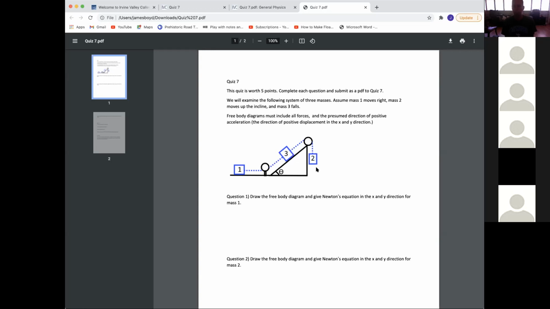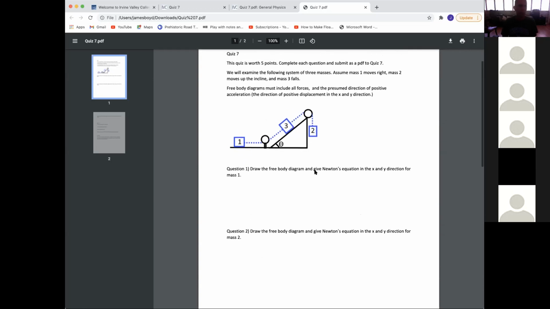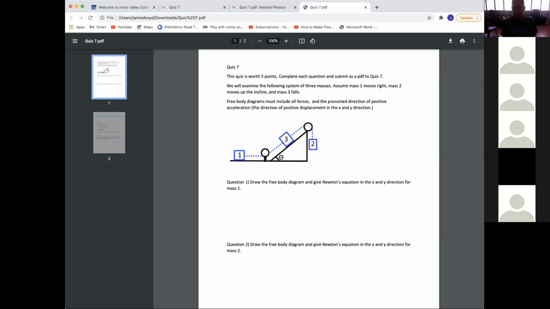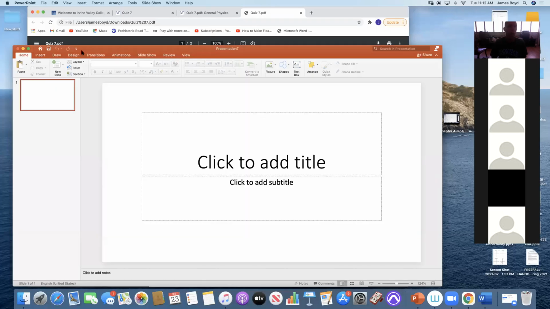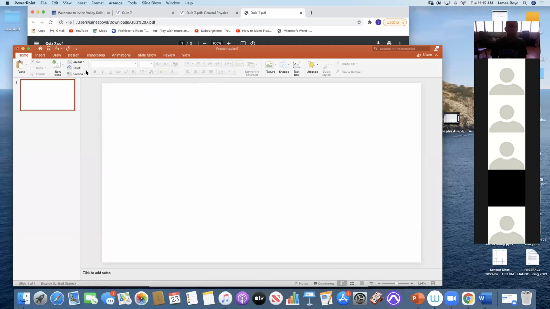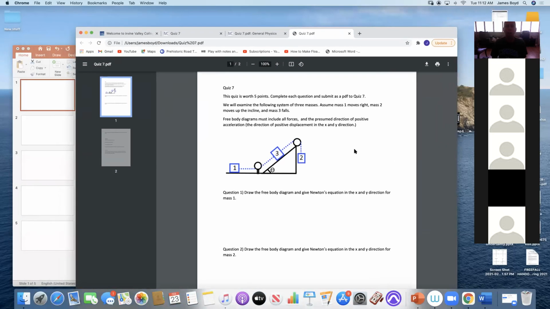The point here is, on your exams, you're going to need to write free body diagrams for me. So we're going to write free body diagrams for these. Now, I'm not sure if I can draw on this, so I'm going to do something a little bit different here. I'm going to share my whole desktop, create this, and make a blank. All right, so back to this.